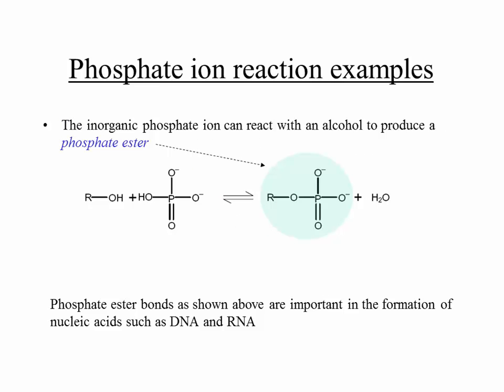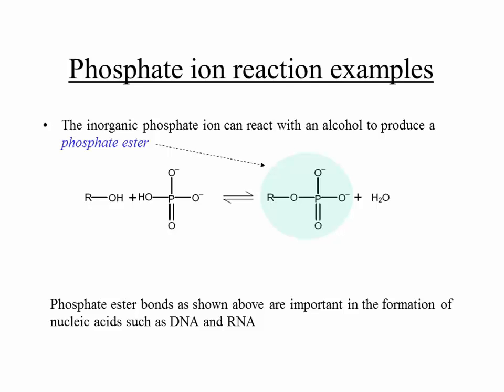The inorganic phosphate ion can react with an alcohol to produce what is called a phosphate ester. Again, this is like a salt, alcohol reacting with an acid. This is not an organic acid, but it's still an acid. So it's a phosphate ester bond, the bond that you see over there in the shaded blue region, and a water molecule is removed. These phosphate ester bonds are very important in the formation of nucleic acids such as DNA and RNA.